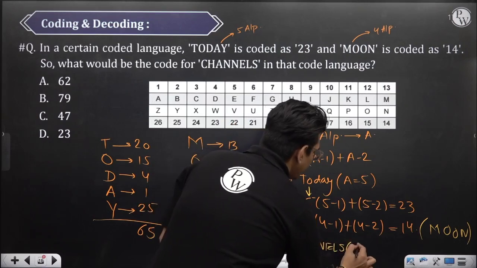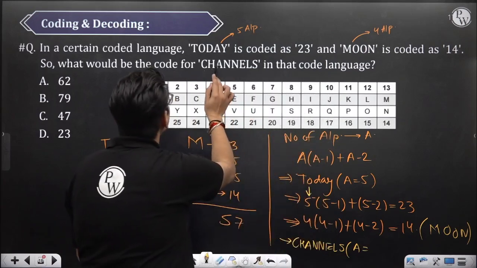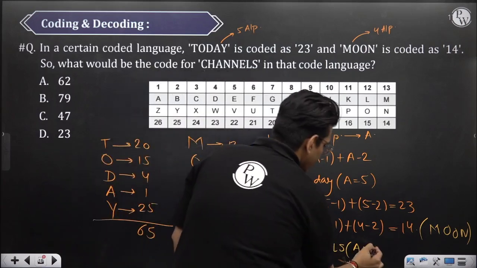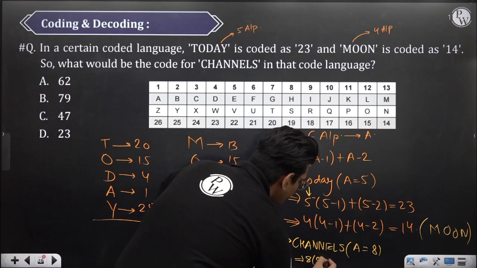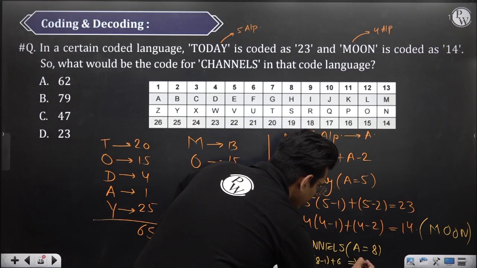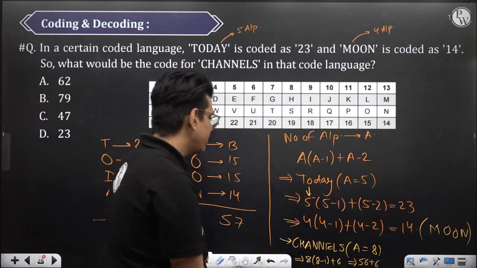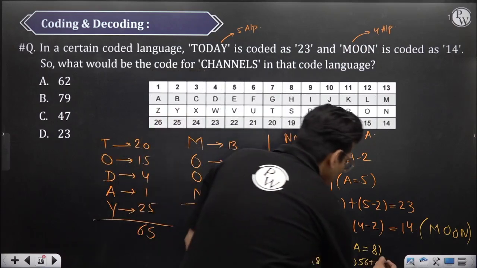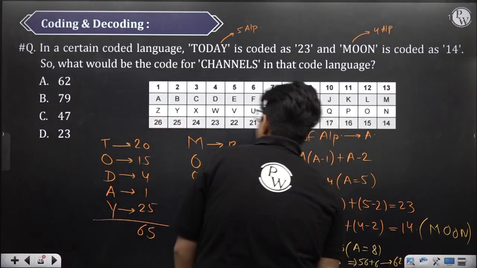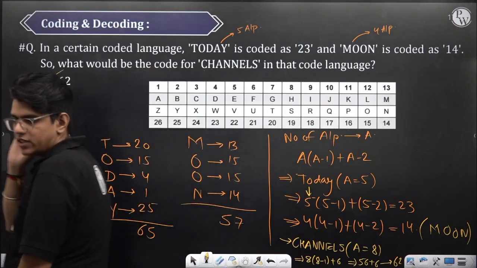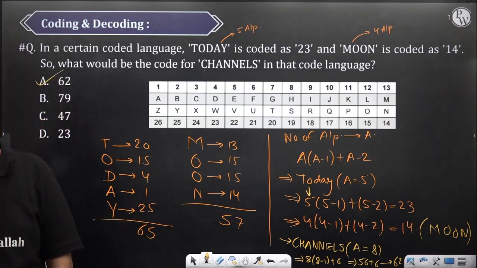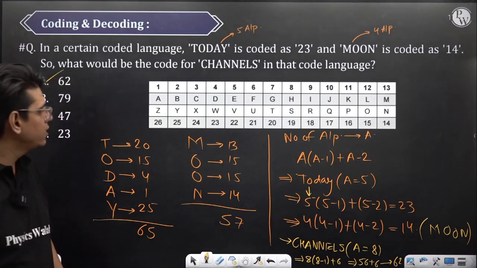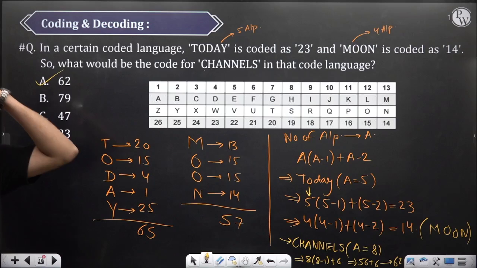So here A is what? A is 1, 2, 3, 4, 5, 6, 7, 8. So I need to calculate 8 into 8 minus 1 plus 8 minus 2, which is 6. 7 8s are 56 plus 6, this is 62. So the answer is 62. If you find such questions, run away from them, leave the question. Don't try to find the solution. It will be a little tricky, you will spend too much time on this, and the possibility of getting the answer is low.